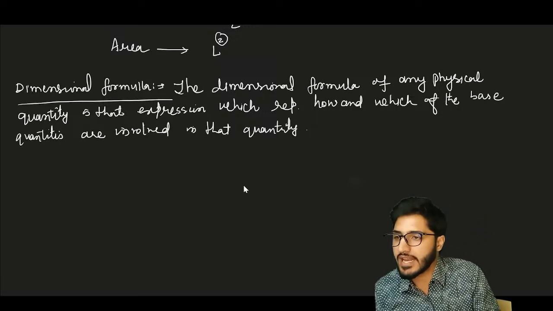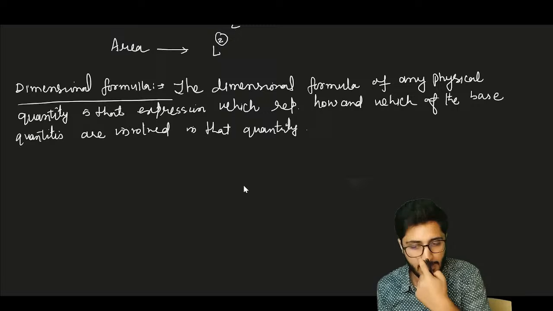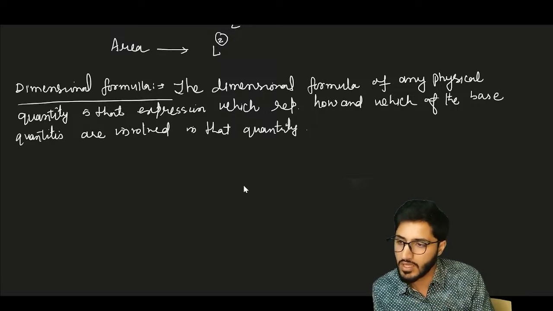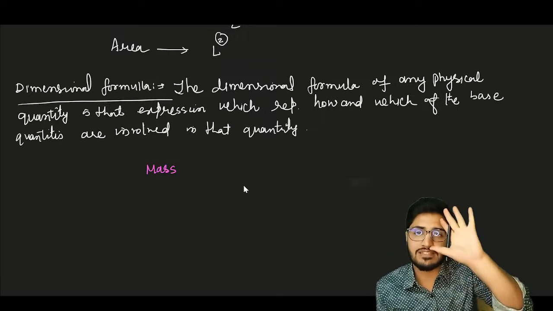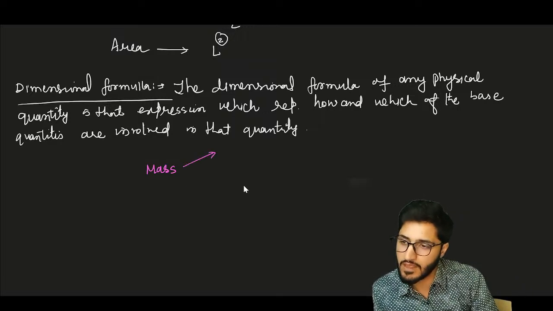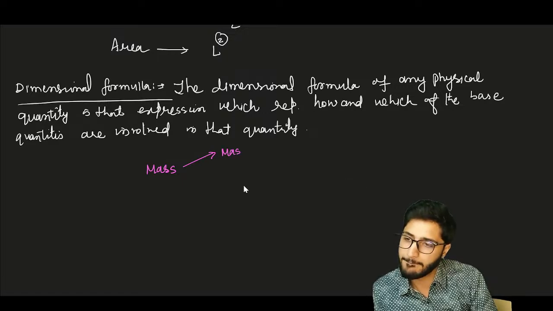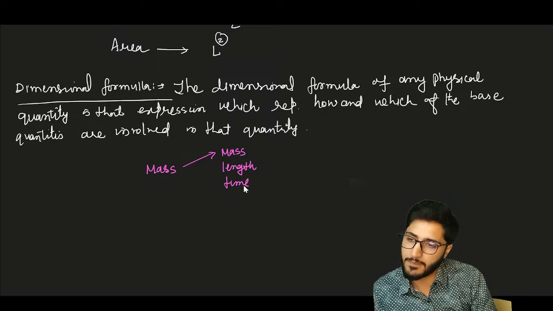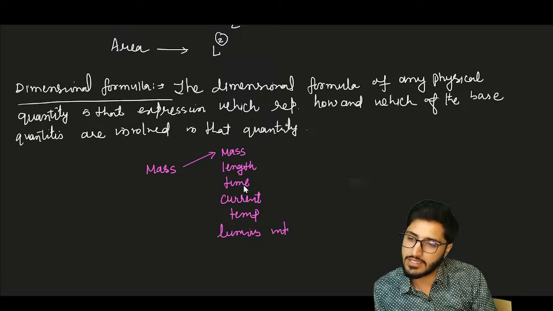Let us take the example of mass. We have 7 different base physical quantities: mass, length, time, current, temperature, luminous intensity, amount of substance.